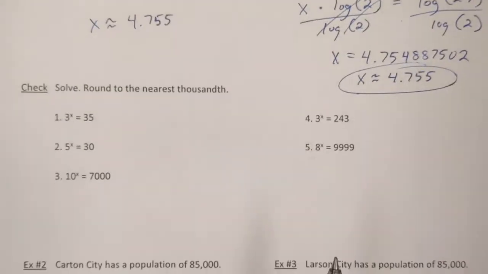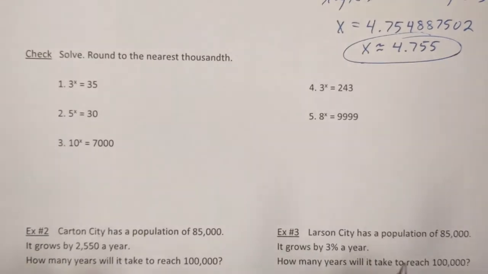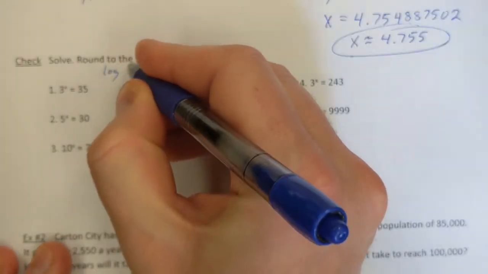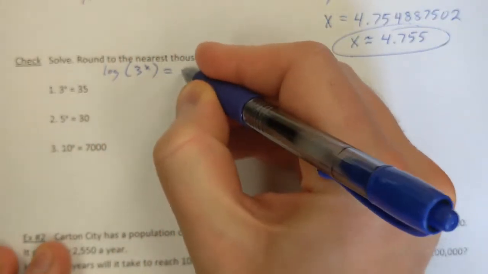Now, once you get the hang of this, you're going to find there's kind of shortcuts. Okay, so let's do one of these together. So the long way to do this is we say, all right, we take the log of both sides.